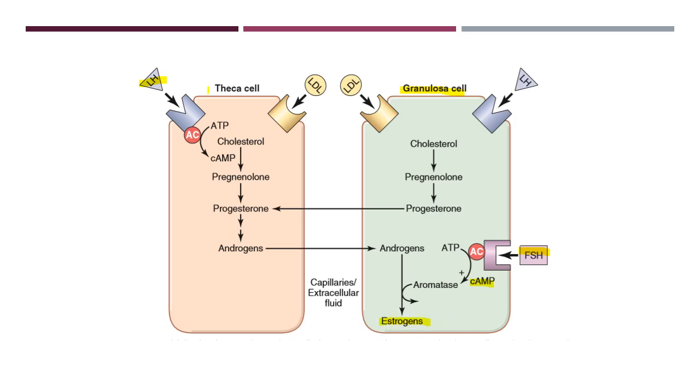In the thecal cells, LH hormone will also bind to cell membrane receptors to induce the second messenger cyclic AMP to produce androgens. Androgens can diffuse from the theca cells to granulosa cells, where aromatase can further contribute to the estrogen secreted from the granulosa cells.